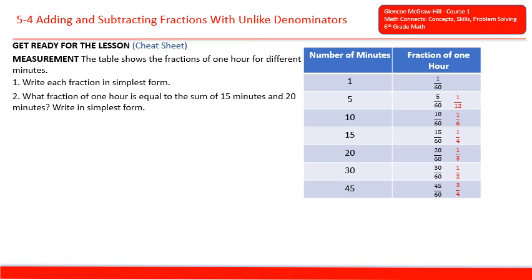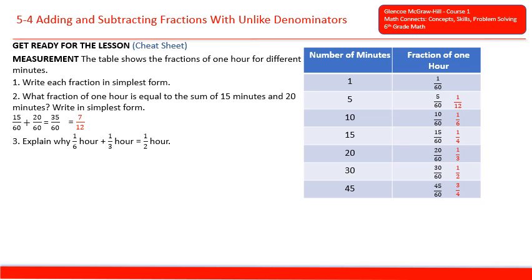What fraction of 1 hour is equal to the sum of 15 minutes and 20 minutes? Write in simplest form. So we need to write an addition problem. 15 60ths plus 20 60ths equals 35 60ths. The greatest common factor is 5, so we're going to end up with 7 over 12, because 35 divided by 5 is 7, 60 divided by 5 is 12.